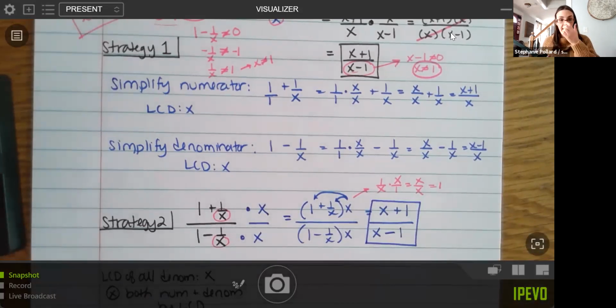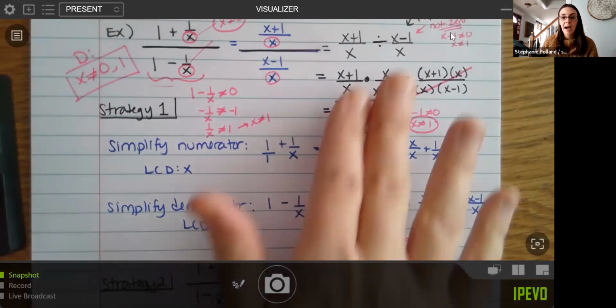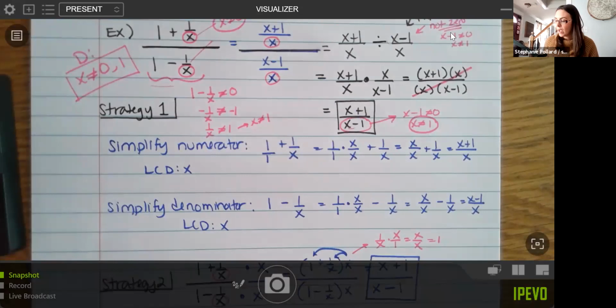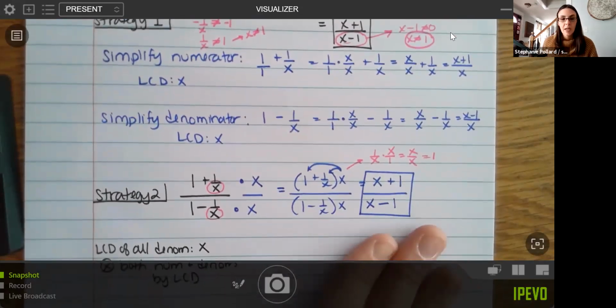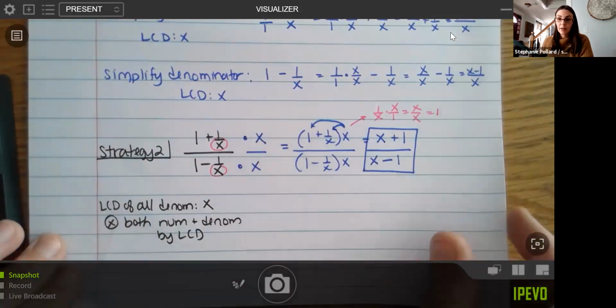So this strategy tends to probably be the most preferred strategy for students. It does tend to be faster. I don't know if it's as intuitive as the other strategy where we kind of know how to divide and do all of that already, but you have that same basic idea here. And this one, of course, would have the same domain issues to watch out for since it's the same problem. All right, let's do another example or two.